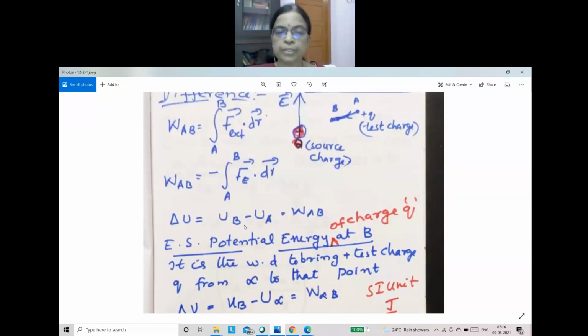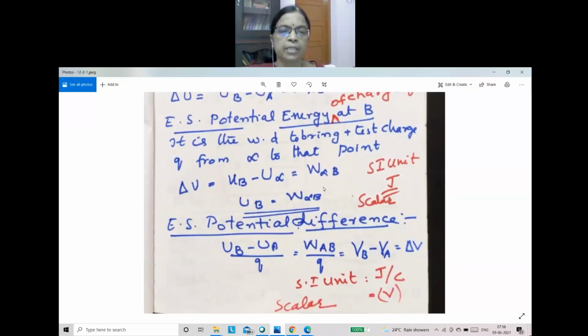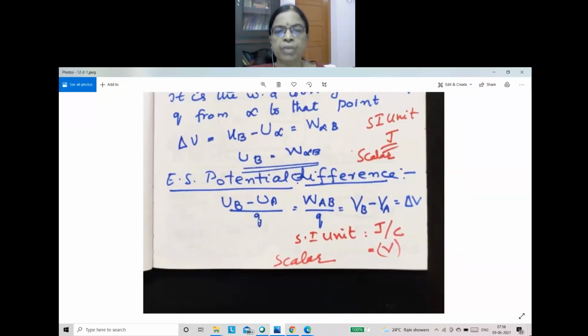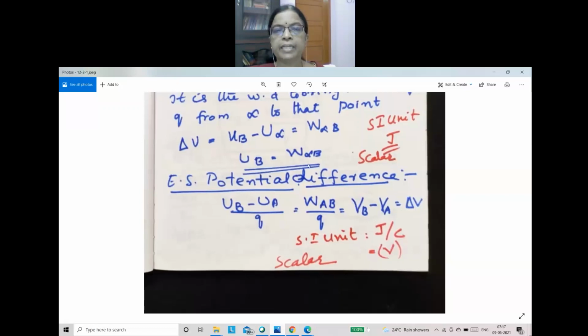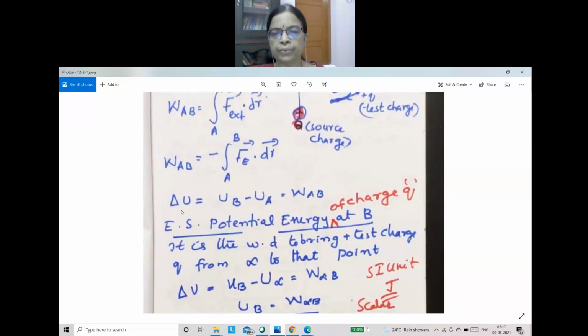What is the work done to bring a unit positive charge? We have to divide by Q, the test charge. So UB minus UA by Q will give the electrostatic potential difference. So WAB by Q is equal to VB minus VA. Potential difference is denoted with the letter V. Energy is U, potential is V. Electrostatic potential difference, VB minus VA, is delta V. Potential energy difference is delta U.